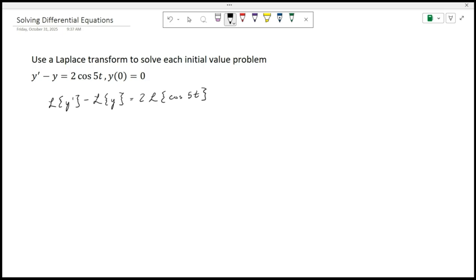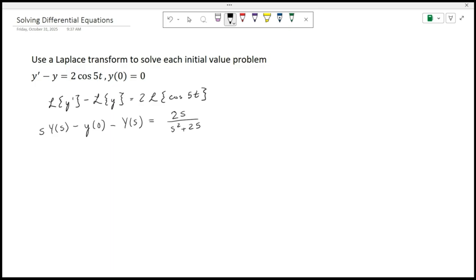Okay, so on the left side, I'm taking the Laplace of a derivative. And so I'm using a formula. This is going to give me s times y of s, which is another notation for the Laplace of y, minus y of 0. So that's what I get for the Laplace of y prime. Minus, and then the Laplace of y, well, that's the same thing as y of s. So there's my left side of the equation. On the right, cosine of 5t, that's going to be s over s squared plus 5 squared, or 25. And then adding the 2 out front, I get 2s over s squared plus 25.